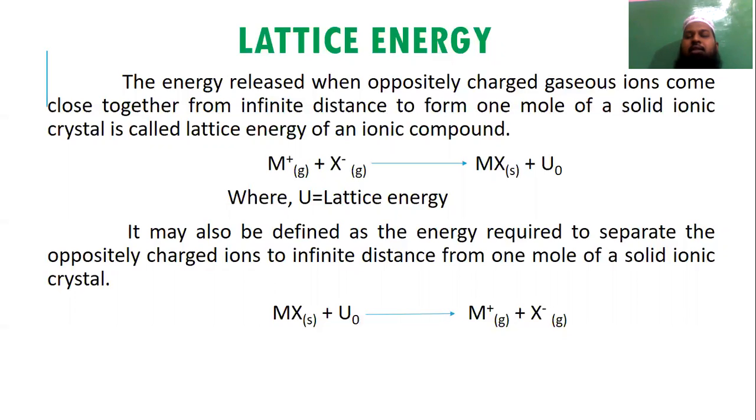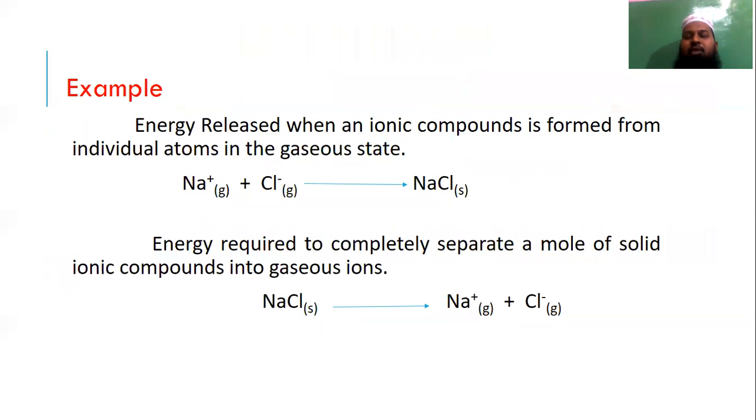The ionic crystal is split into two oppositely charged ions. Here the energy is needed. That energy is called the lattice energy. I will give an example, so you can easily understand.